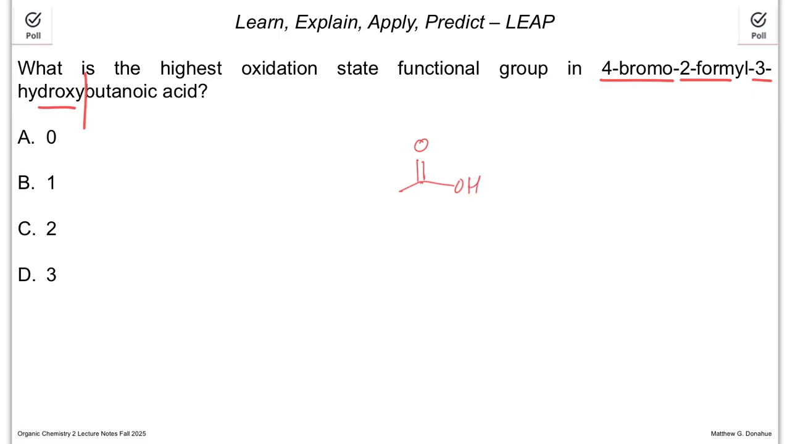So if we convert that name to a structure, we have a 4-carbon acid. So that's the numbering of the chain. Then we can go back in and put the substituents. So at position 4 is bromine, 2 is the ethyl group, and then 3 is the alcohol.